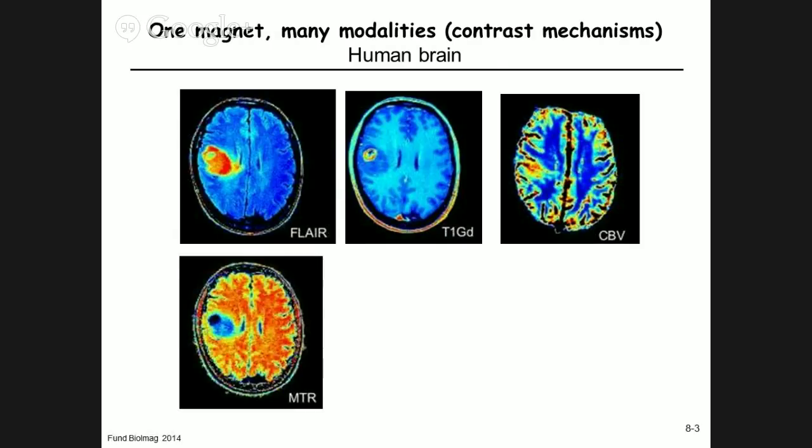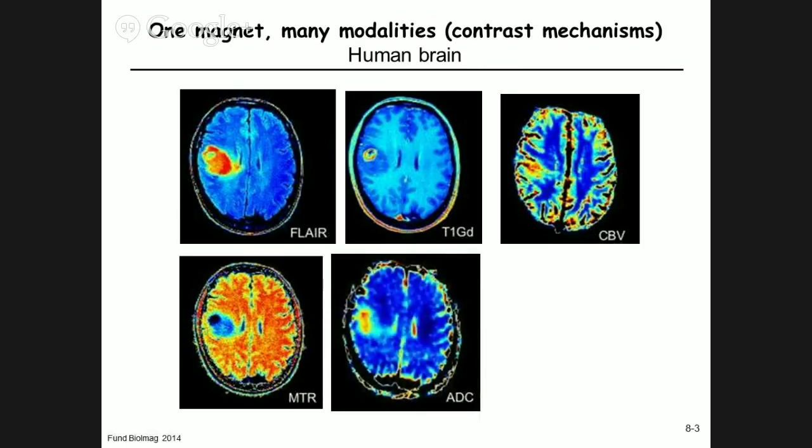Here's yet another mechanism, and that is called magnetization transfer. It's a way to measure the presence of macromolecules with OH groups that exchange magnetization with the water, and it's indirectly a way to assess cellular integrity. You can see here that the lesion is clearly lower than in the surrounding tissue.